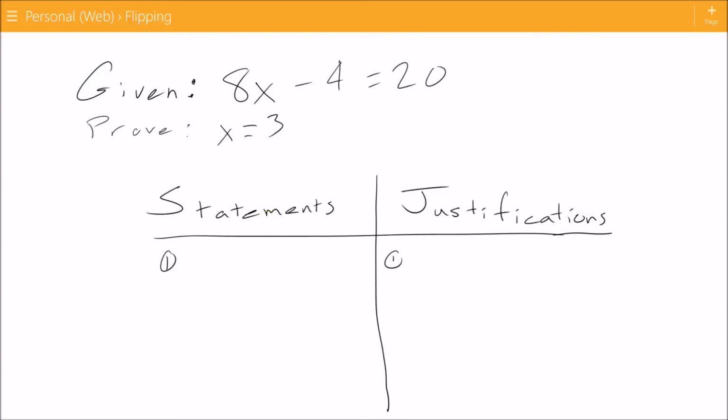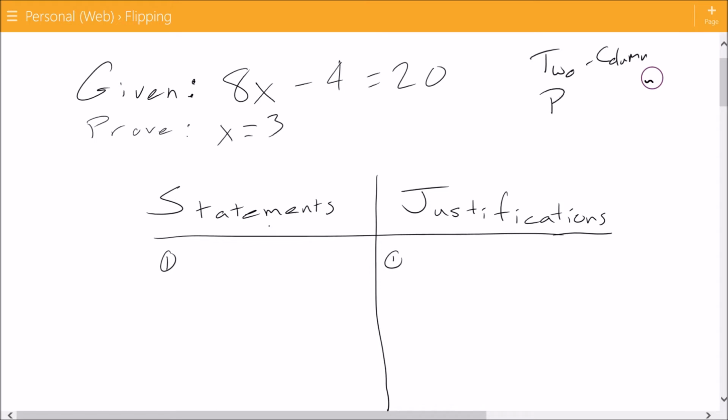Hello, we are going to be looking at doing algebraic proofs today. In particular, we're looking at a type of proof called two-column proofs. And notice here that I happen to have two columns, hence the name.